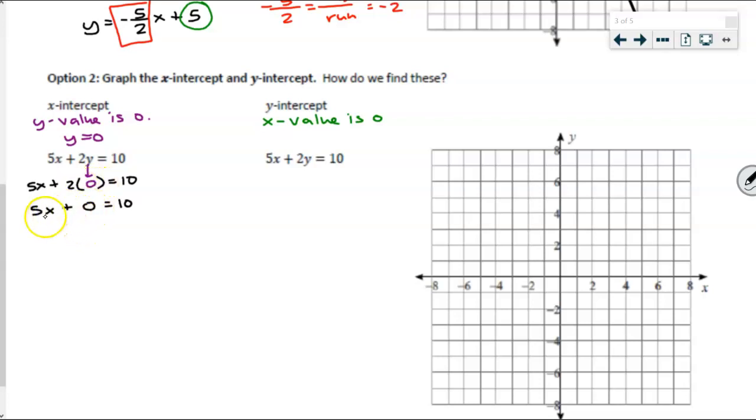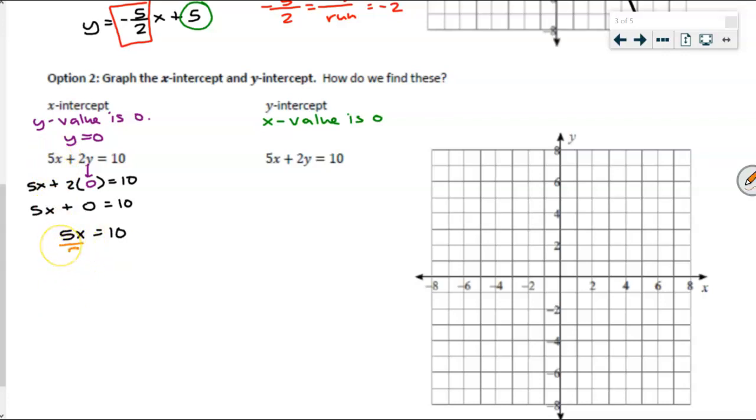So 2 times 0 is 0. What's 5x plus 0? 5x plus 0 is 5x, right? So in one step, and yes, I took multiple steps to show it, when I multiply anything by 0, it goes to 0, which means I'm adding 0, which means I'm left with just that first term. 5x is equal to 10. Can you finish solving that and tell me what the x value is?